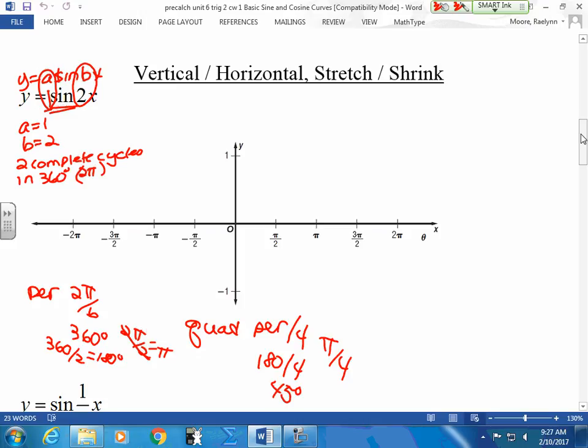So this is how you start. You've got to do this with me. Every 180, I should make a complete cycle. Start like this. In 180, I need a complete cycle. I need 4 quadrants to make a complete cycle. So technically, every 45 degrees, every pi over 4.